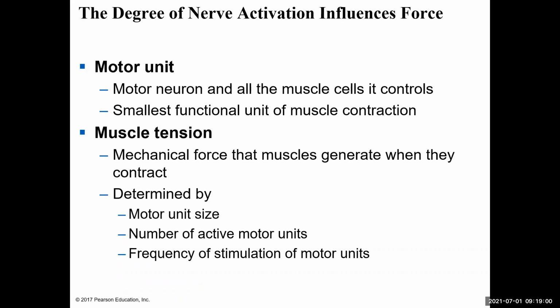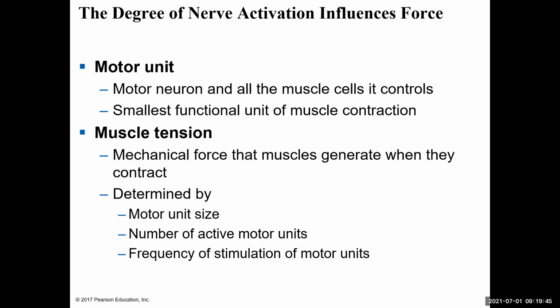So first, a motor unit is basically a motor neuron, a neuron that is bringing information from the central nervous system to a target cell. In this case, it's a muscle cell. And a motor unit is a motor neuron and all of the muscle cells that it's controlling and interacting with. So this is the smallest functional unit of a muscle contraction. You have to have at least one motor unit in order for a muscle contraction to happen. But you can get multiple motor units working together to create more force during a specific contraction.